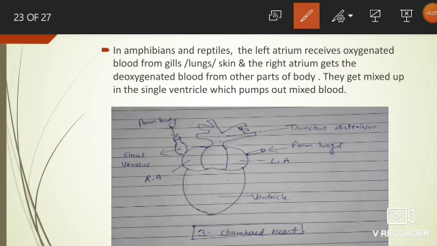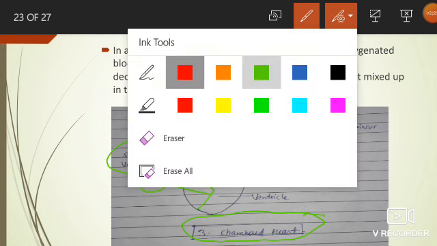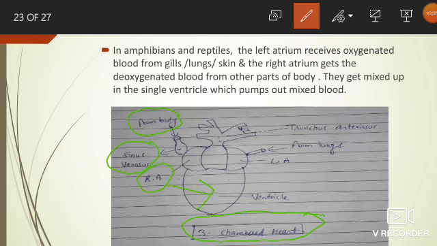As we have already discussed, the right part of the heart always contains impure blood and the left part of the heart always contains oxygenated blood. This incomplete double circulation is found in the three-chambered heart. In the three-chambered heart, impure blood from the body is received by sinus venosus, and from sinus venosus it goes to the right atrium, and from the right atrium it goes to the right ventricle, and oxygenated blood from the lungs is received by the left atrium, and from the left atrium oxygenated blood goes to the ventricle region.